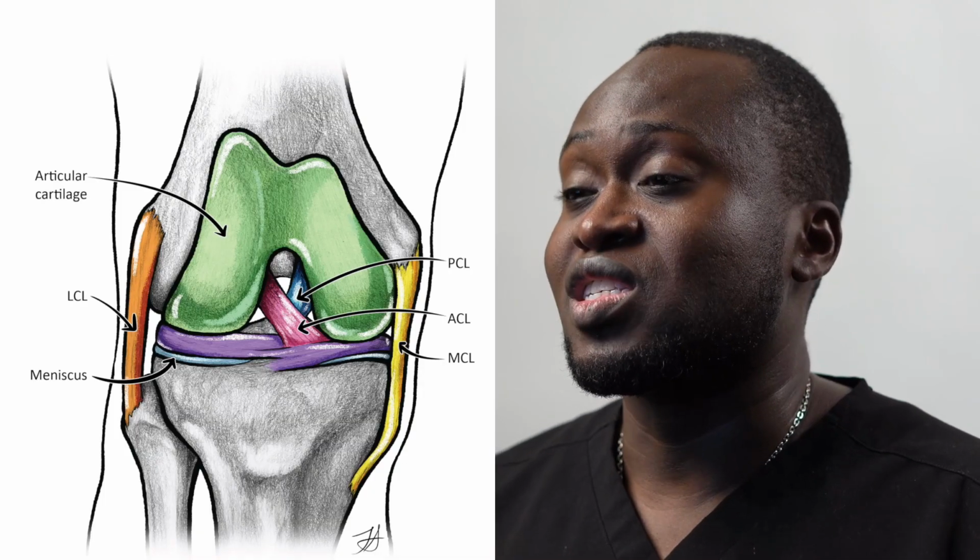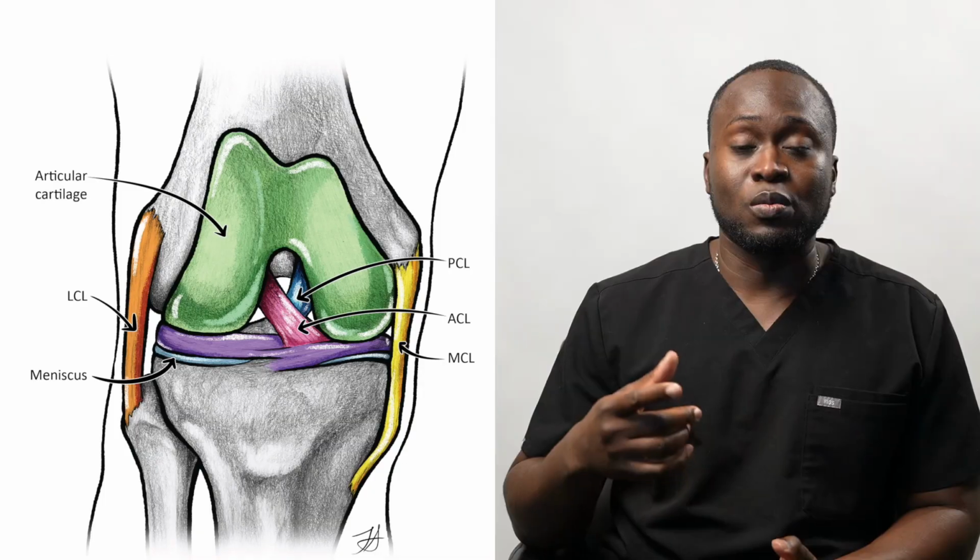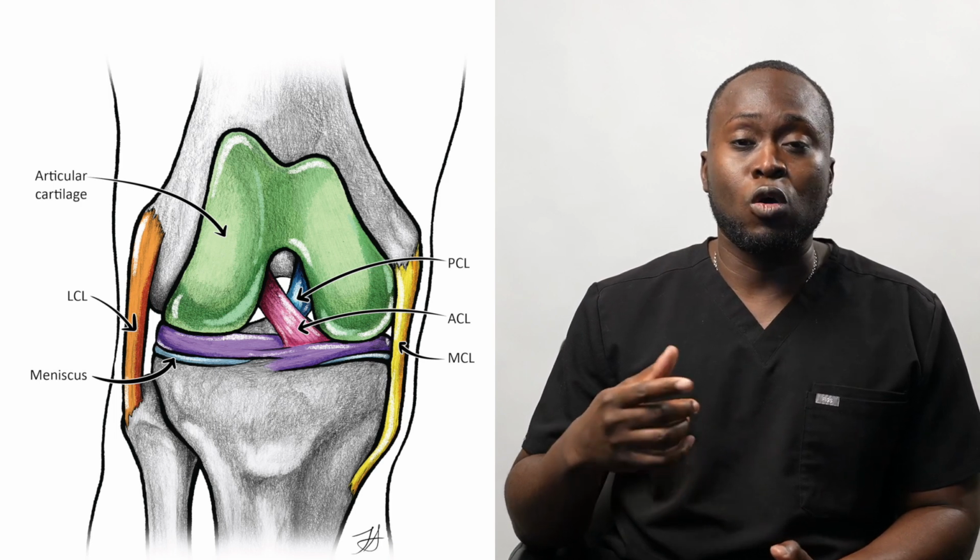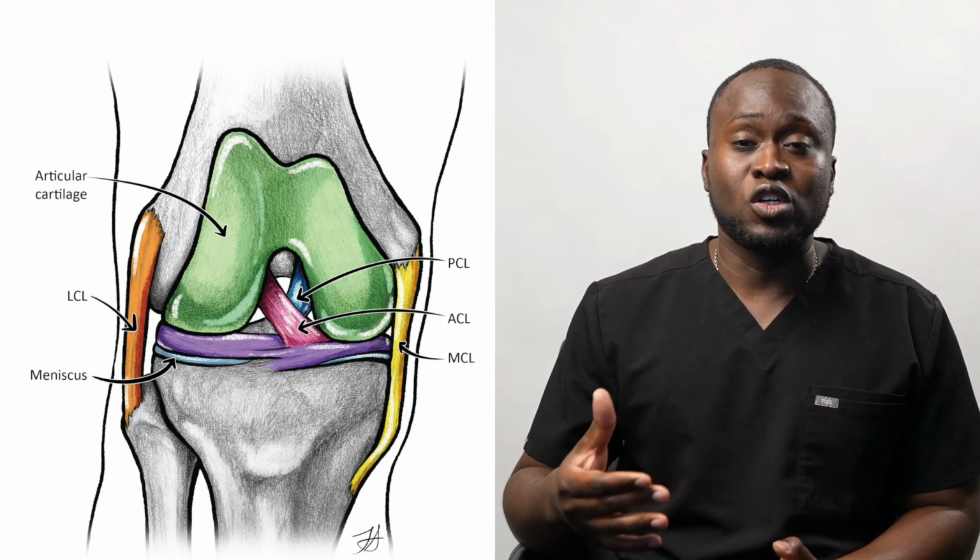So before we get into too many details about what surgery is, let's talk about what the ACL is and what it does. Remember, ACL stands for anterior cruciate ligament. That anterior cruciate ligament sits in the middle of the knee. Looking at this diagram here, you can see how it sits in front of the PCL, the posterior cruciate ligament. Always remember anterior meaning front, posterior meaning back.